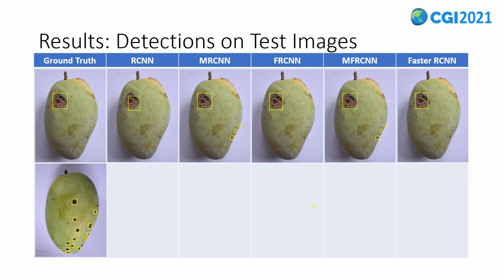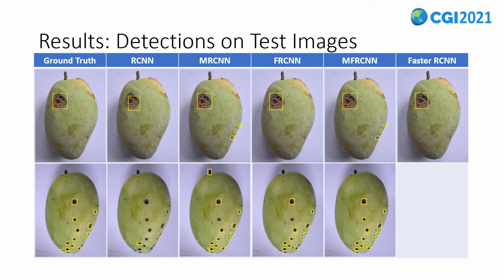For images with smaller surface defects, we can notice that the model trained with modified fast RCNN was able to accurately detect most of the surface defects in comparison with the other models. Based on our results, our proposed approach worked best with these types of images.